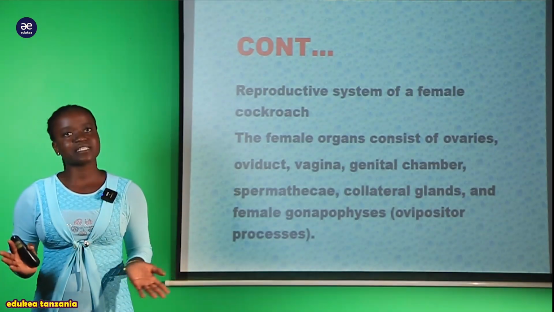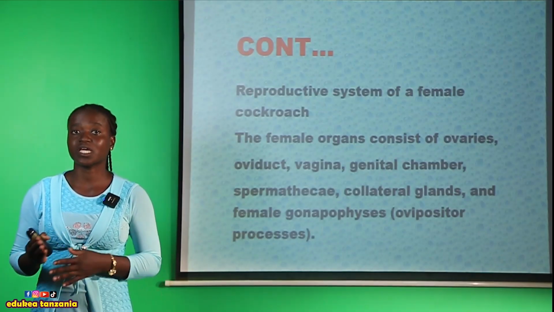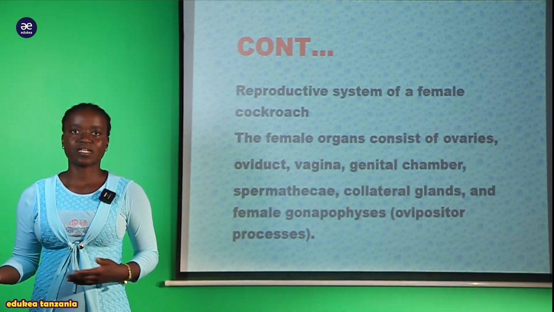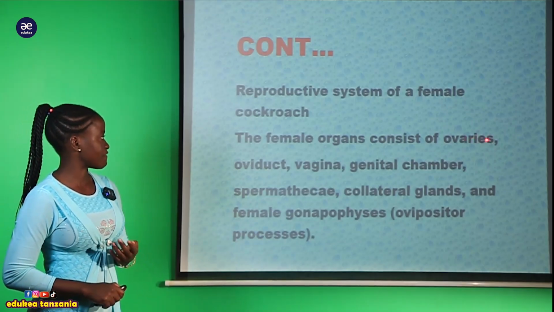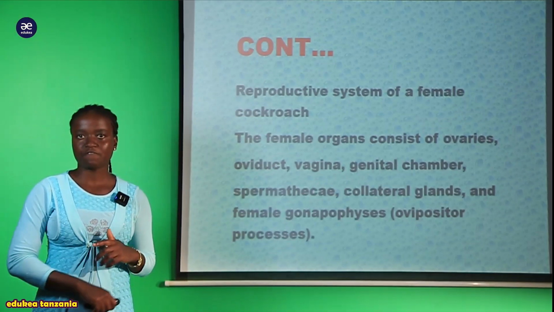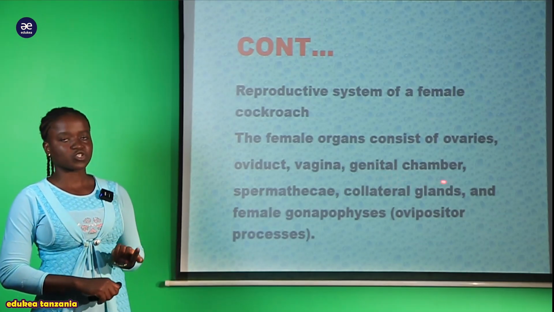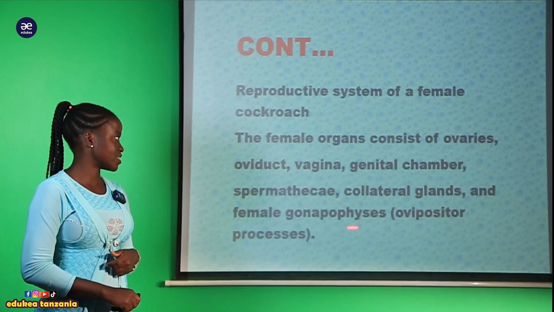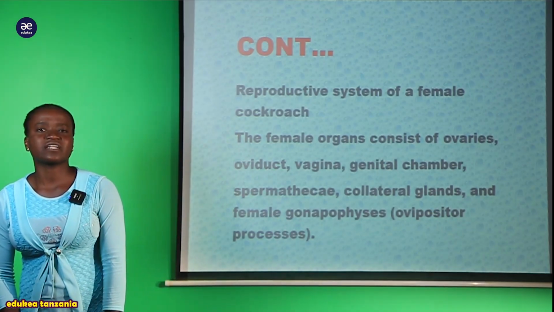So there are some features which are very similar and found in other animals. If you look at some structures found in the cockroach, they are also found in other animals, but other animals lack others. For example, here we have the ovaries, we have the oviduct, this is obvious. We have the vagina, all of these are found within the animals. But this organism, the female cockroach, consists of the genital chambers. But also they have the spermatheca. Also they have the collateral glands. Lastly, they have the ovipositor process. We're going to see one after another with its function.